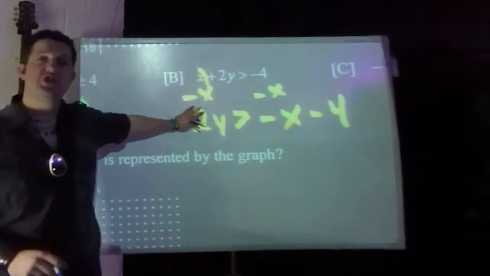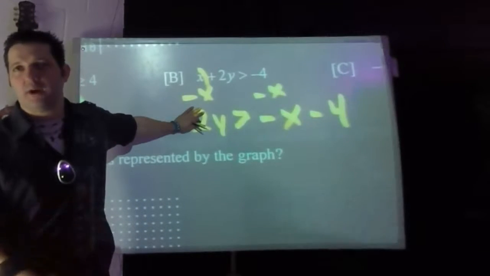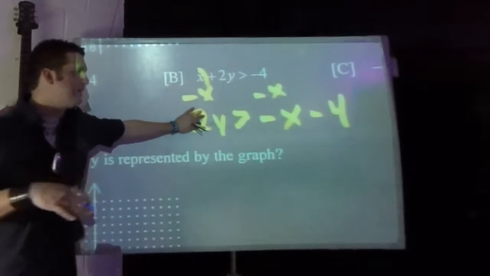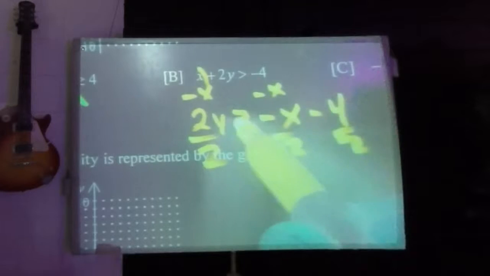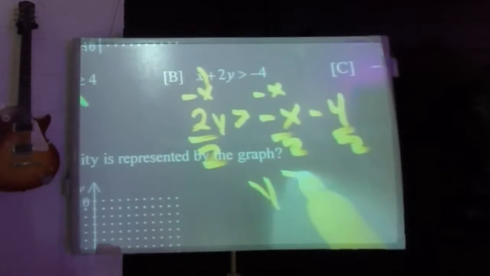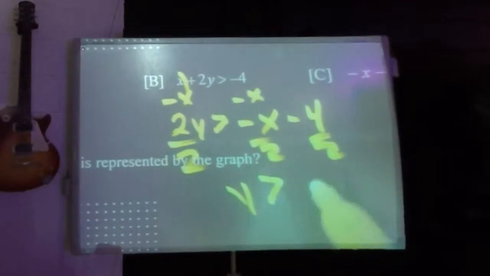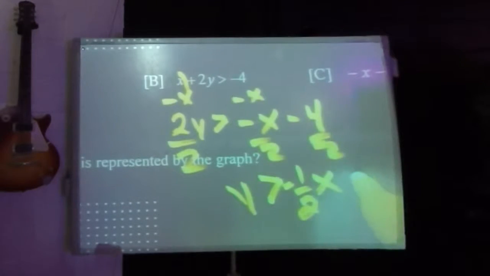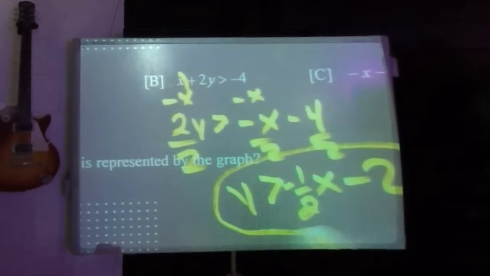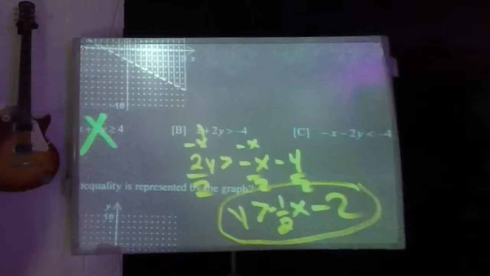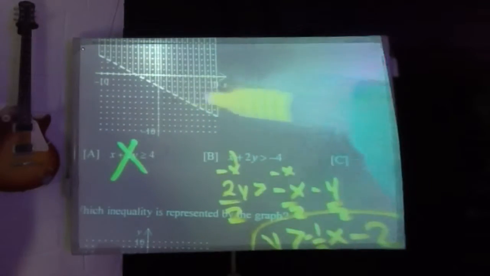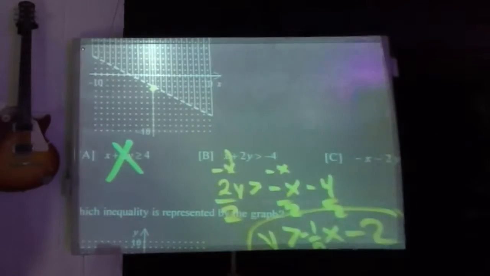Then you've got a coefficient on your y. How do you get the coefficient off your y? Divide all three things by 2. So it's going to be y, no sign flip. Negative x over 2 is just the same as saying negative 1/2 x minus 2. We got the greater than sign that we want. We got a negative slope, which we obviously have, and we're crossing at negative 2. This is the right answer.